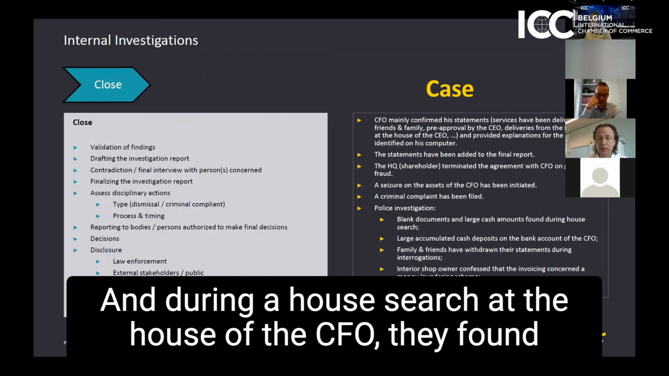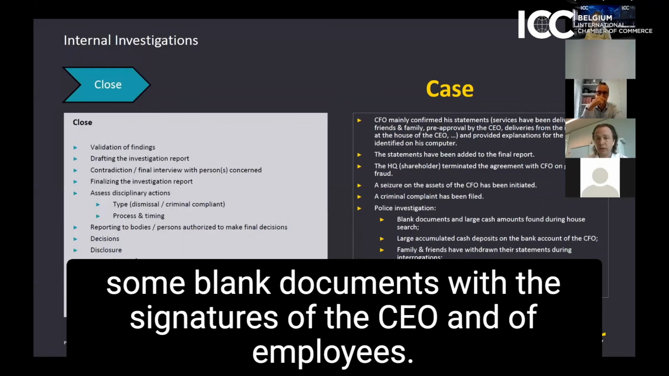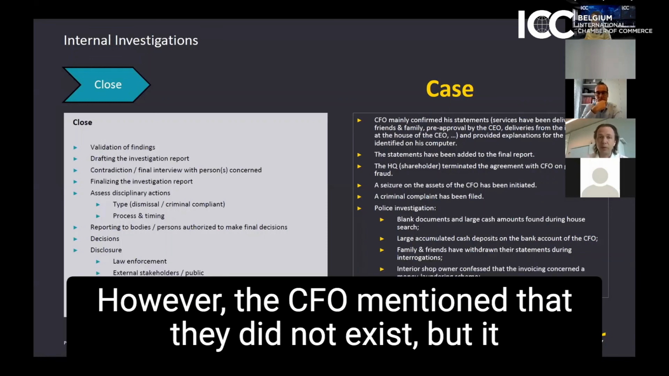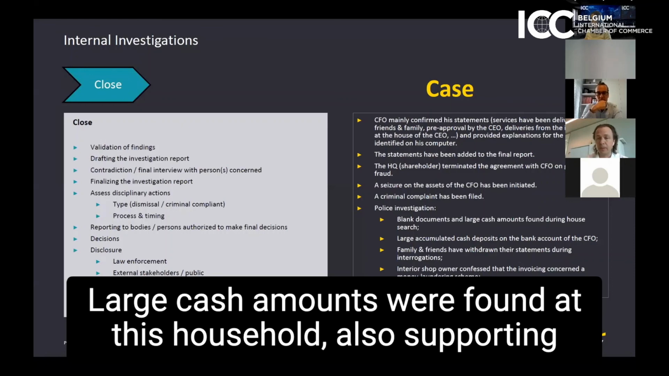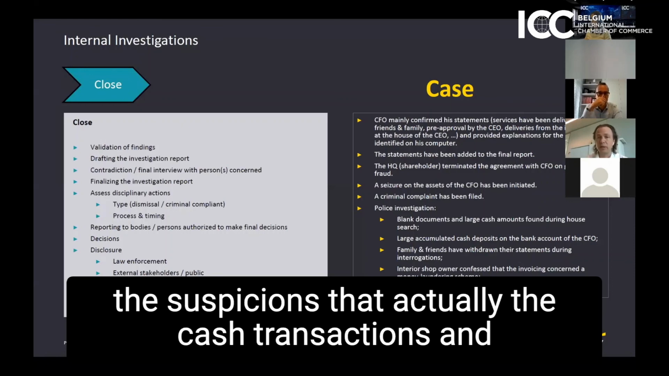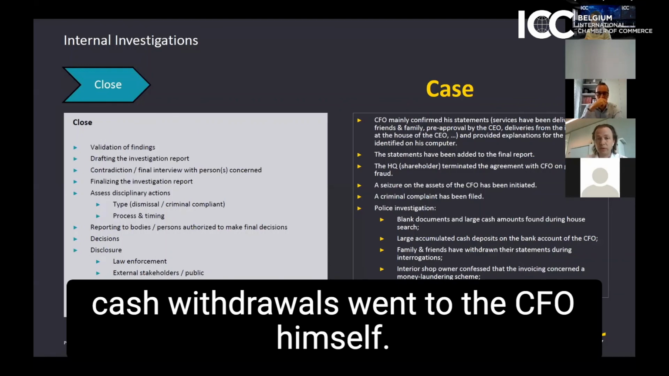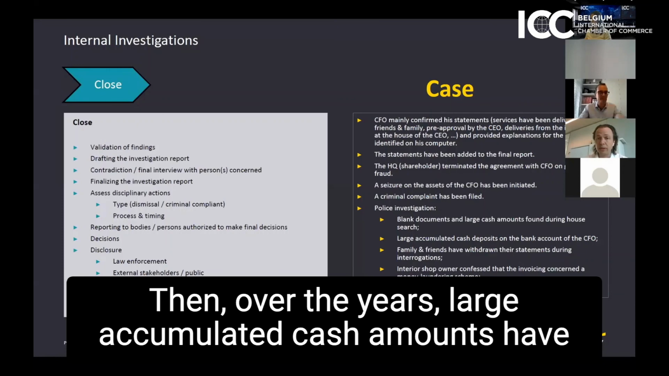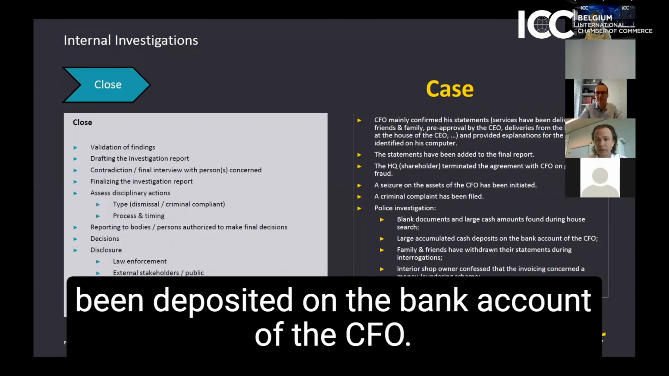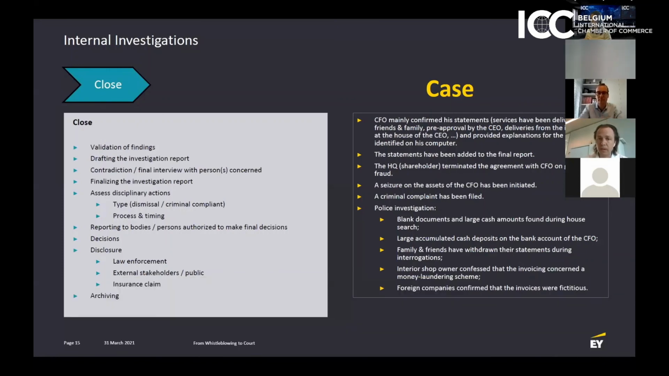And during a house search at the house of the CFO, they found some blank documents with the signatures of the CEO and employees. The CFO had mentioned that they did not exist, but they were found at his house. Large cash amounts were found at his house, also supporting the suspicion that the cash withdrawals went to the CFO himself. Over the years, large accumulated cash amounts had been deposited on the bank account of the CFO.